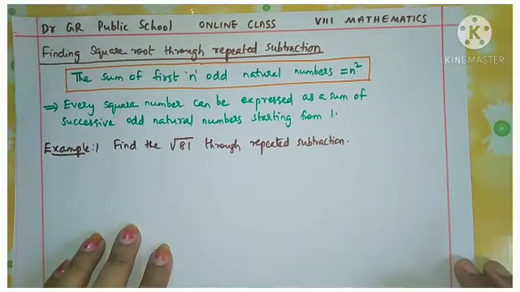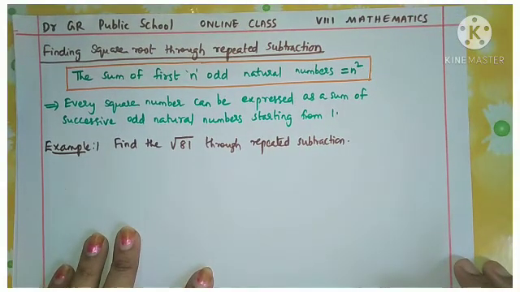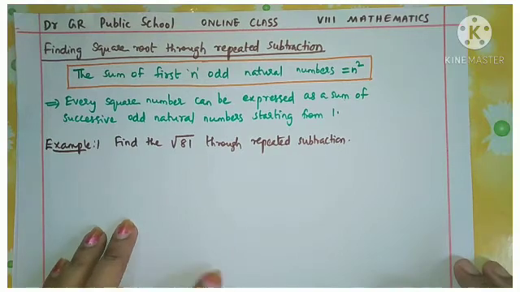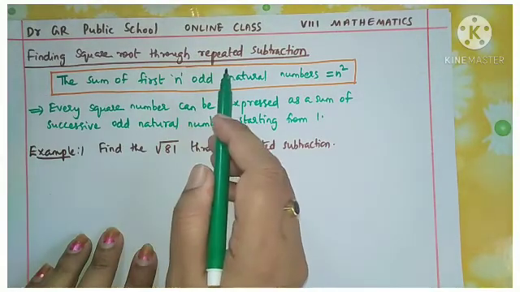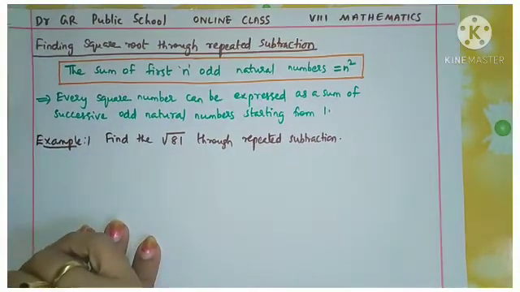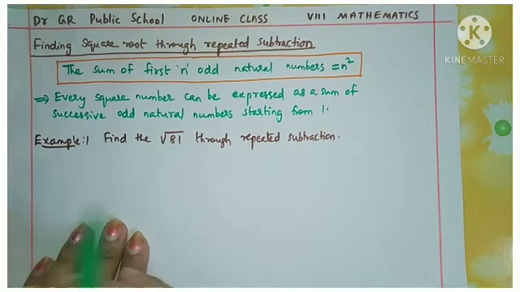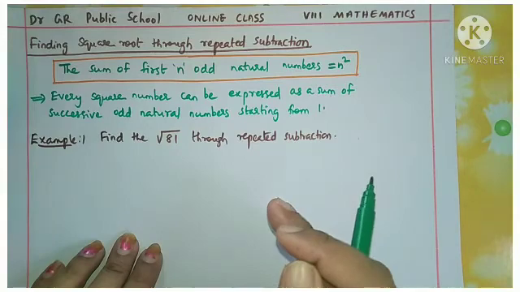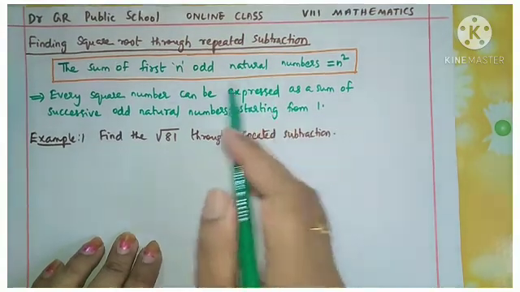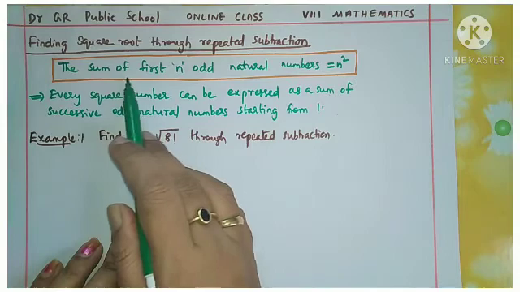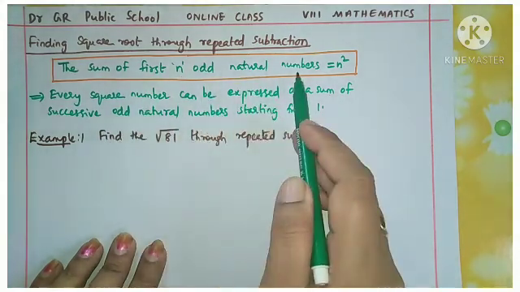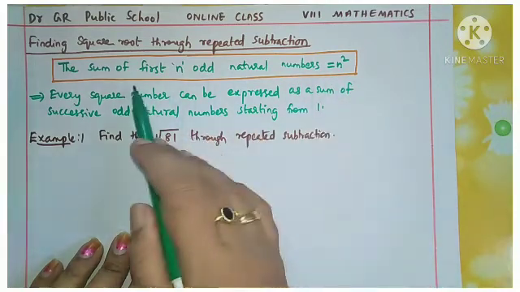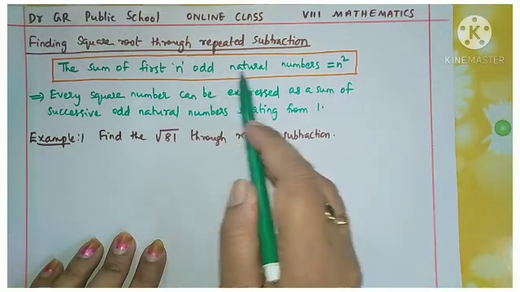Now there is one more method of finding the square root from your lesson, and that is very interesting: finding square root through repeated subtraction. What do you mean by repeated subtraction? We need to subtract repeatedly, successively. For that you want to know this, which you studied earlier in the beginning of this lesson. The sum of first n odd natural numbers is equal to n square. What is the meaning? N odd natural numbers.